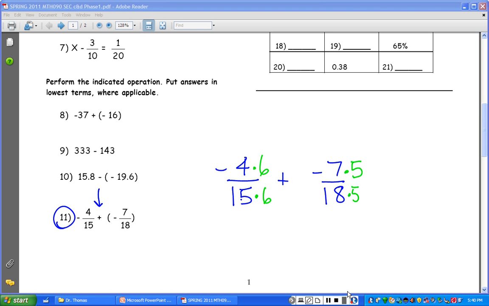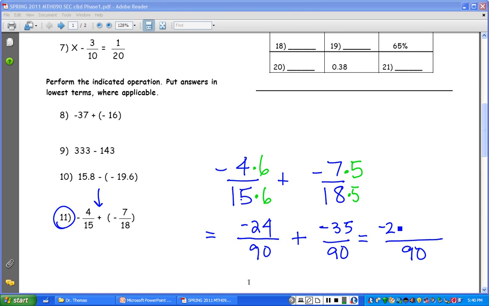Okay. What are the equivalent fractions? All we have to do is multiply across. Negative 4 times 6 is negative 24. And negative 7 times 5 is negative 35. Since our denominators are the same, we can combine the numerators. What is negative 24 plus a negative 35?